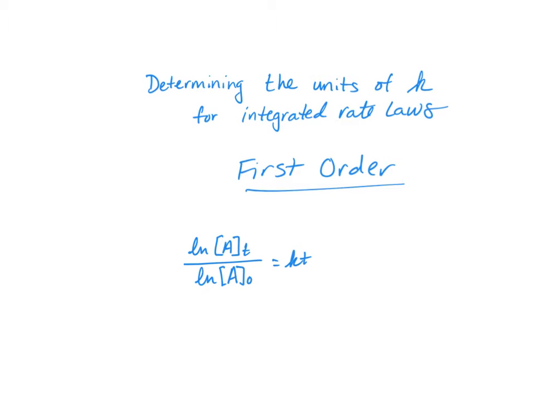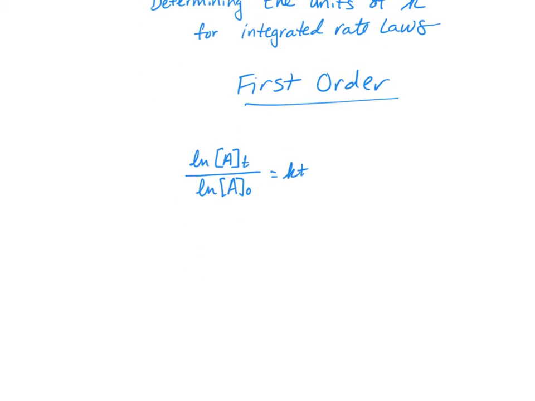So let's look at determining the units of the rate constant k for the integrated rate laws. For our first order integrated rate law, we've got our equation written here. What I'm going to do is isolate our rate constant k and get it on one side of the equation, which means I'm going to divide both sides of this equation by t.